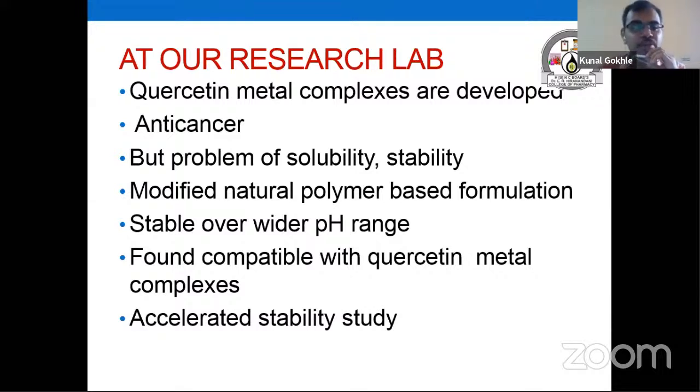So again, here we have developed a natural polymer, and we are aiming at the development of a modified polymer which is stable over a wider pH range. Our study has started, and I again like to mention that our modified natural polymer, which we have developed in our own lab, where we have developed a synthetic polymer by using a natural moiety, and the quercetin metal complexes that are also developed in our lab are found to be compatible with each other. And therefore, we are now targeting developing them into suitable formulation systems.